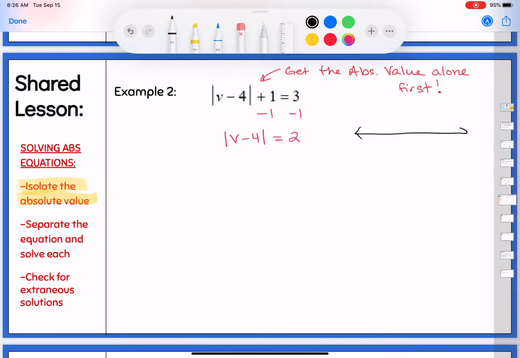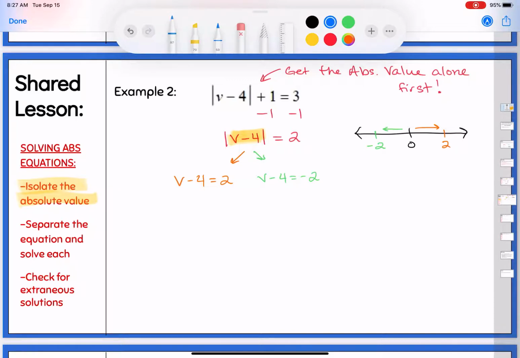All right, well now I know when I'm looking for the distance away from 0, this v minus 4, this inside that I'm not changing, well, that could be 2 units to the right of 0, right? So I could have v minus 4 equals positive 2. The other possibility is that inside the absolute value could be 2 units to the left of 0. So I have v minus 4 equals negative 2. And those are the two possibilities for what that inside that absolute value could equal for the distance to be 2 units away from 0.